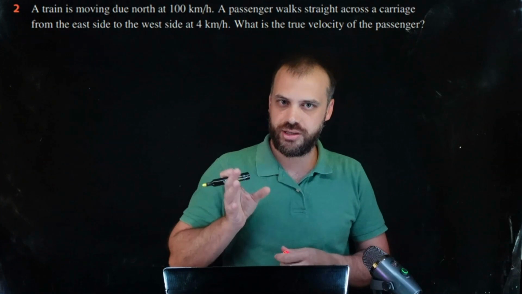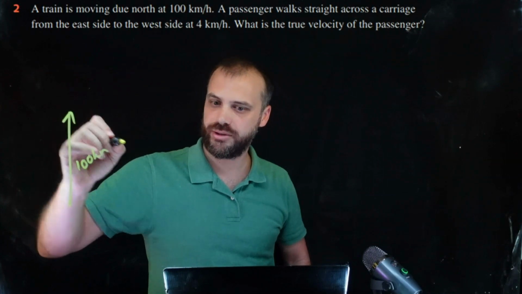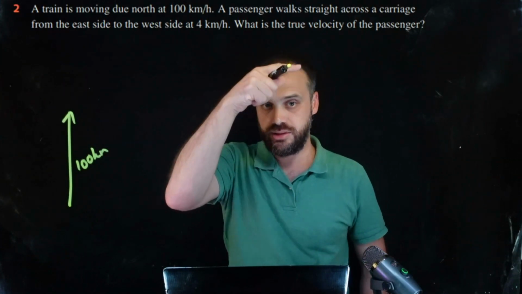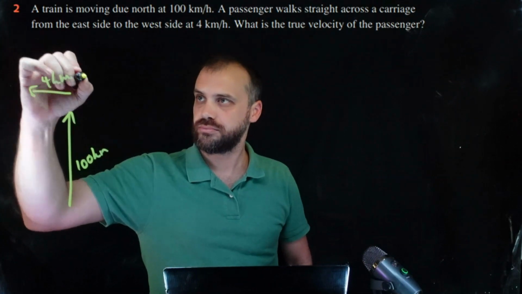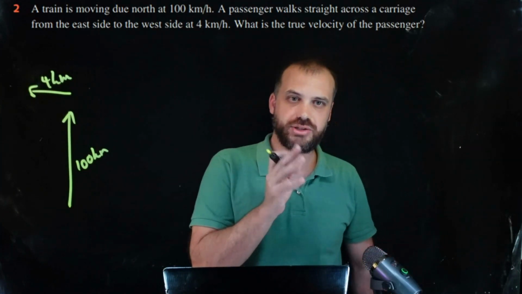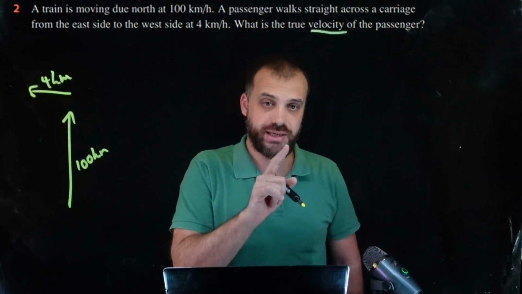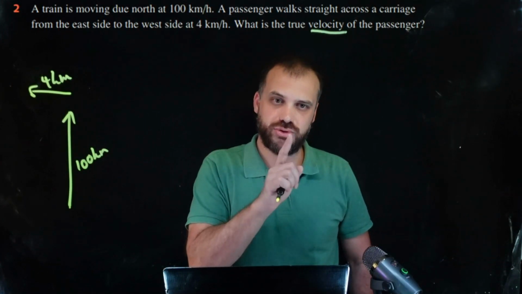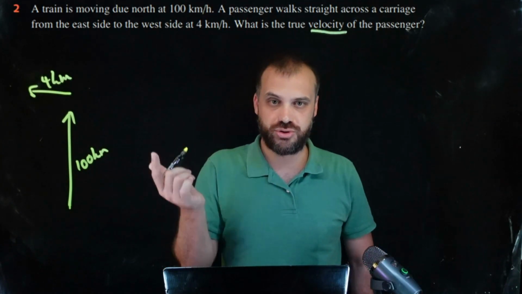All right, a train is moving due north at 100 kilometers an hour. So there's my train, 100 kilometers per hour. A passenger walks straight across a carriage from the east to the west side at 4 kilometers an hour. What is the true velocity of the passenger? Okay, so important to talk about this word here, velocity. So velocity is the magnitude, like their speed, but it's also their direction. When you use the word velocity, you're talking about direction and speed. So we need those two things.